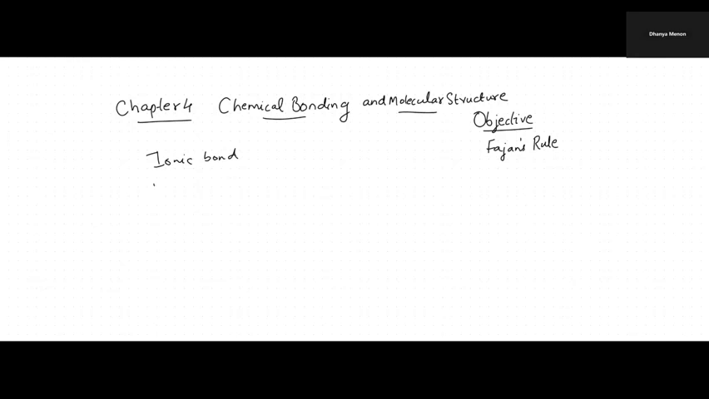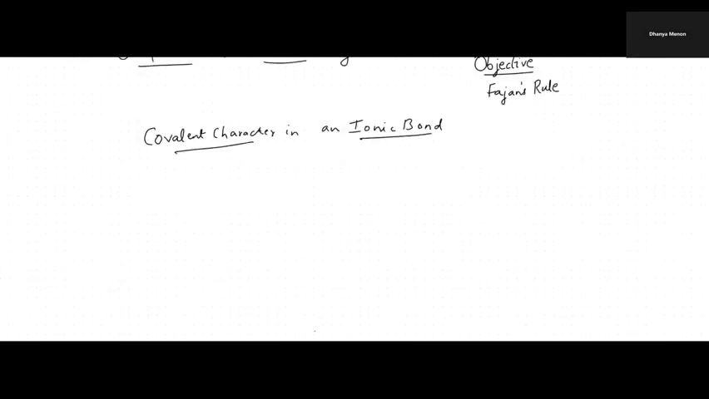So Fajans rule tells us the covalent character in an ionic bond, because no bond is 100% ionic or 100% covalent. There will be some amount of covalent character in the ionic bond and vice versa. Okay, so you know that ionic bond is formed by what? Formed by the complete transfer of electrons from the metals to non-metals.